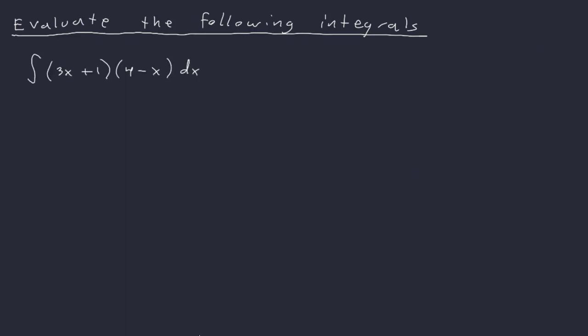All right, next up, let's look at the integral of 3x plus 1 all times 4 minus x dx. Now, we don't have a backwards product rule yet. You will get one in Calculus 2, so we can't do that here. In fact, once you learn what the backwards product rule looks like, you won't want to use it anyway.